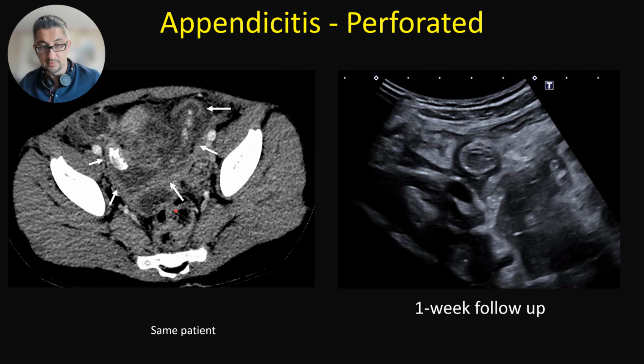It was treated with antibiotics, and after 1 week of treatment with antibiotics, we were able to identify the appendix on the ultrasound. It was still distended, still inflamed, and there was significant echogenicity around it. Then after the follow-up, the patient had the surgery and the appendix was resected.